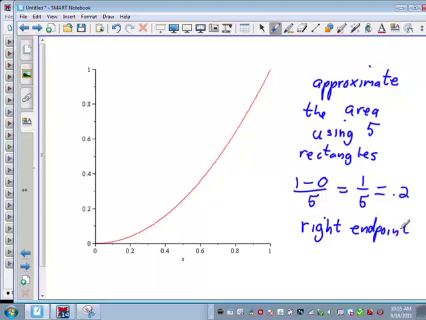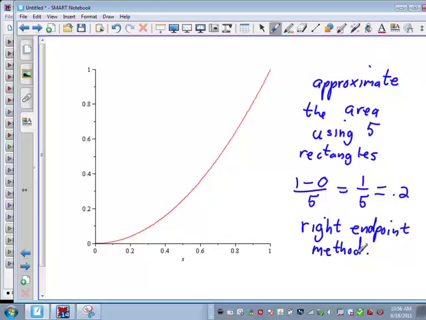Now again, we have the choice. We could pick whatever point we want to get an approximation, but we are going to use the right endpoint method. Question number 2 on the exam is going to say this: here's f of x, f of x is x cubed. I want you to approximate the area under x cubed on the interval 0 to 10 with 5 rectangles using the right endpoint method. That's question number 2 on the exam.